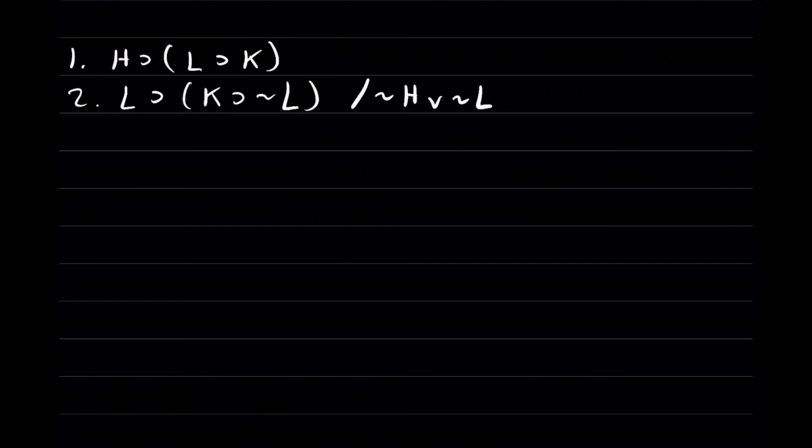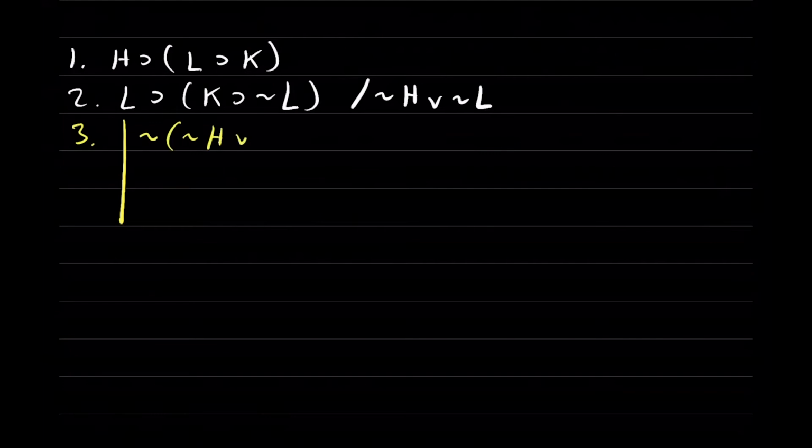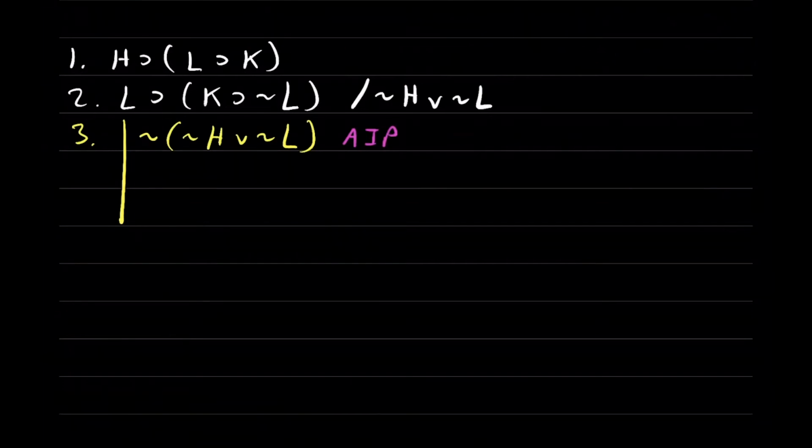So on line 3, I'm going to assume the negation of that entire conclusion inside of a vertical sequence. It's not the case that not H or not L. AIP, assumption for indirect proof. And now we just want to start applying rules and try to get an explicit contradiction. Again, what we're looking for now is something like this, Q and not Q. When we find something like that, we'll be done with our indirect proof sequence.